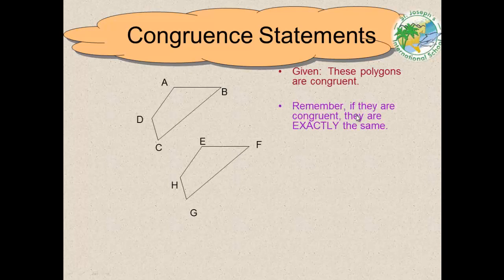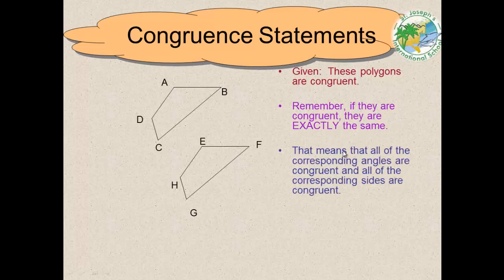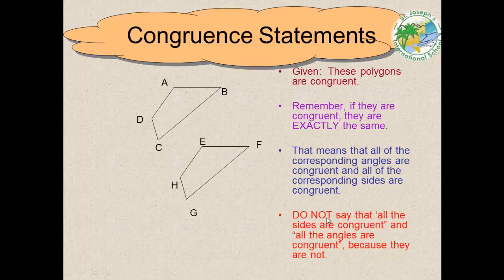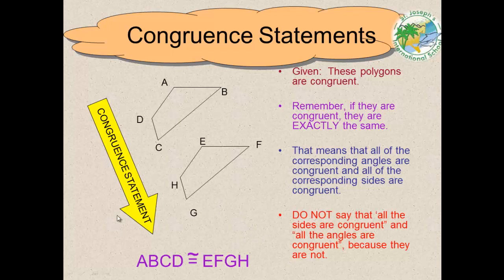Congruence statements, and these polygons are congruent. Remember, if they are congruent, they are exactly the same. Exactly the same meaning what? That means that all of the corresponding angles are congruent and all the corresponding sides are congruent. Fine. Don't say that all the sides are congruent and all the angles are congruent, because they are not. So we write the congruence statement: ABCD congruent with EFGH.